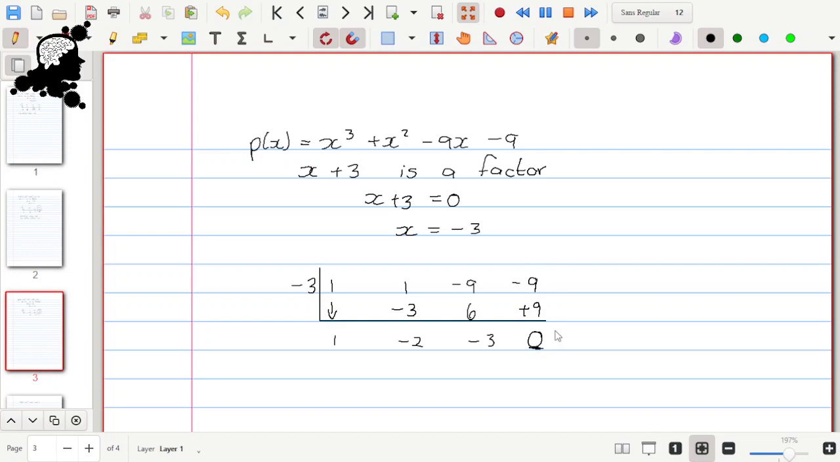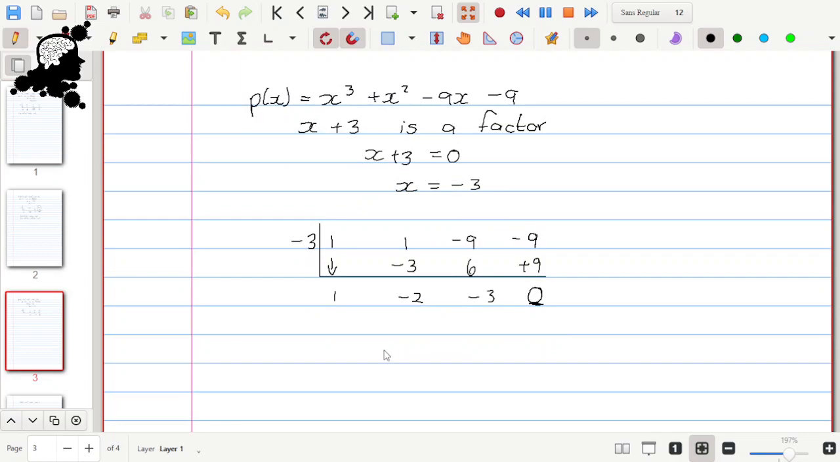We are good to go. Now when writing our factors, our first factor was x plus 3, then the coefficients.